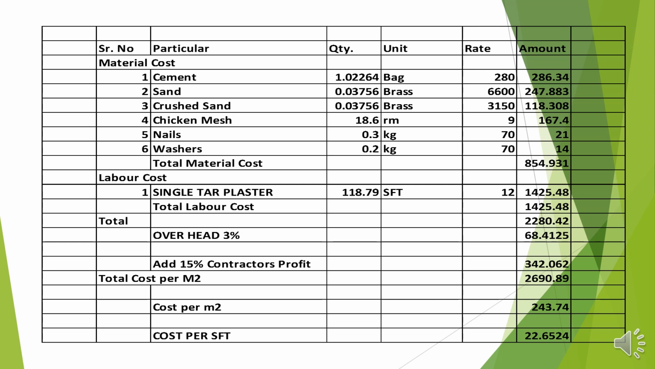Hence the total cost of labor plus material etc. will be 2690.89. Hence the cost per square meter will be 243.74. Cost per square feet will be 22.65. Let us say 23 rupees.